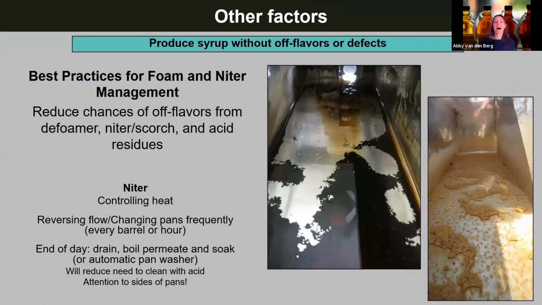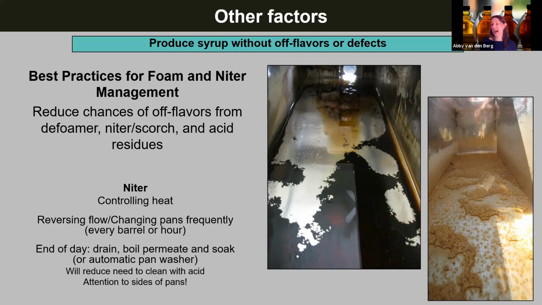And then more practices to produce syrup without off flavors or defects have to do with best practices for foam and niter management. So everything that we do here is going to reduce our chances of off flavors from too much defoamer, rancid defoamer, niter, scorch, burn, and chemical off flavors. So this begins with controlling niter, which ultimately really begins with controlling the heat.